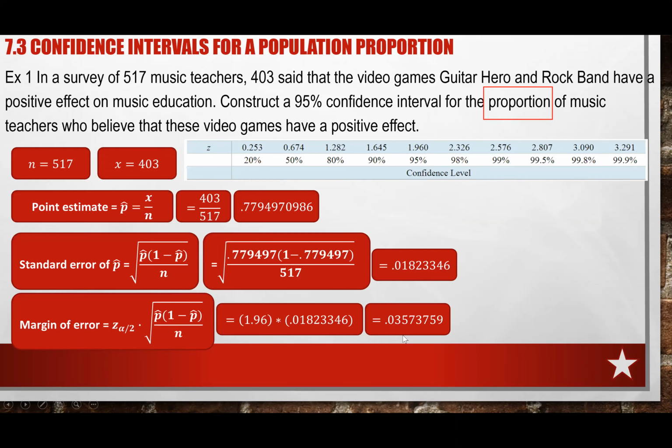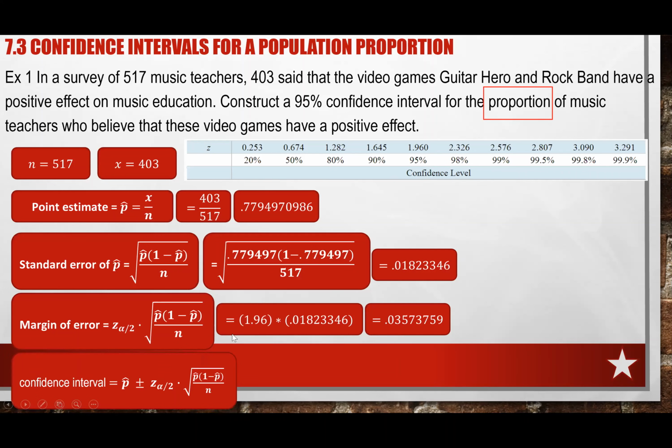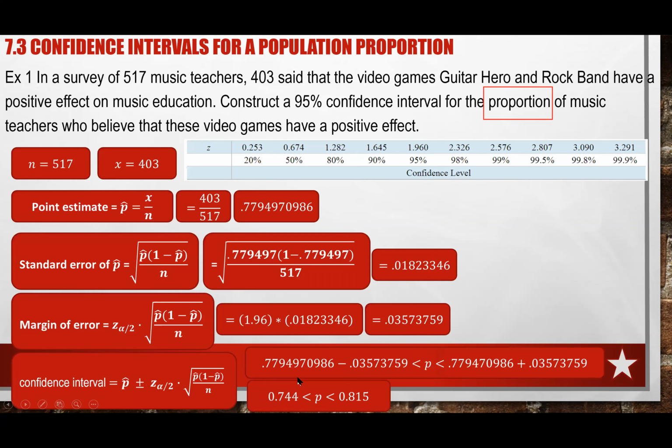Once we have this, I took 1.96 times the standard error to give me this number, 0.03573759. Now, how do I find a confidence interval? I need to take the point estimate, subtract the margin of error, and take the point estimate plus the margin of error. In this case, this is what I have. You might look at this and ask how many decimals you want. If you do this by hand, you want to keep as many decimals as you can. You only round at the final answer, at the last portion, okay?